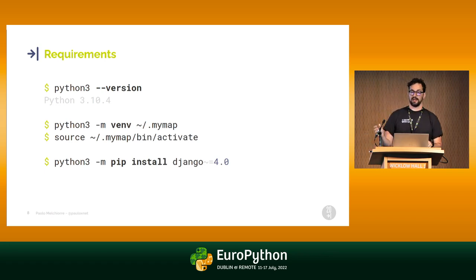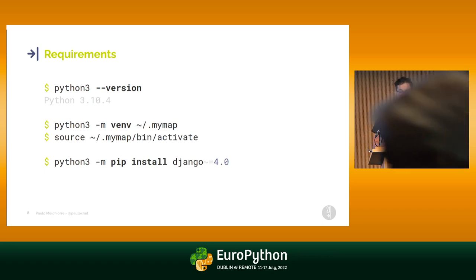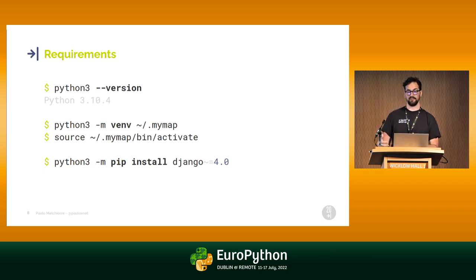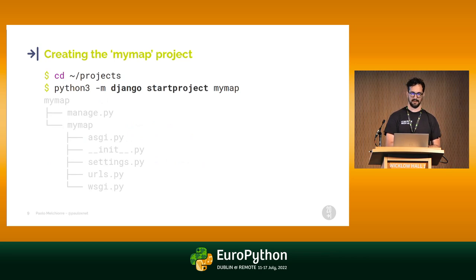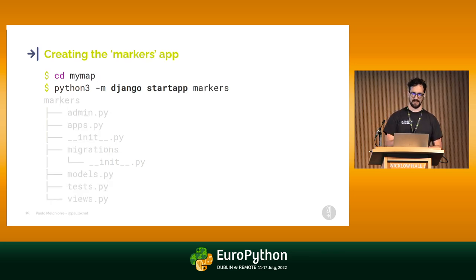The requirements to create our map with Django are a stable and supported version of Python and the latest stable version of Django itself. In my example, I've installed it in a virtual environment, and I suggest you do the same. To create the MyMap project, I switch to my project directory and then use the startproject Django command, and the basic files of our project will be created for us. After switching to the MyMap directory, we create our markers app with the startapp Django command. Again, all the necessary files will be created for us.